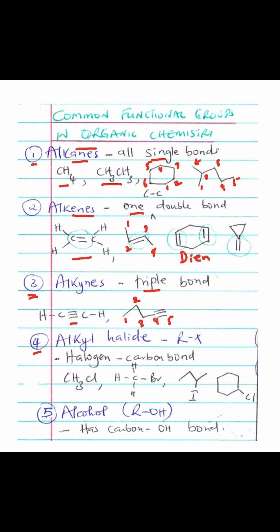Number 4, alkyl halides. Alkyl halides contain an alkyl group, which we will call R, and a halogen, which we will call X. Halogens, that's X, are from group number 7A, so that will be bromine, chlorine, fluorine, and iodine. So for example, alkyl chloride, alkyl bromide, so in this case the alkyl group is methyl, in both of these cases, methyl chloride, methyl bromide, and then here you have an alkyl iodide, and here you have a cyclic alkyl chloride.